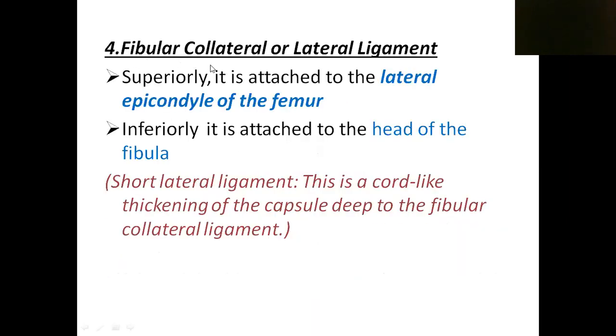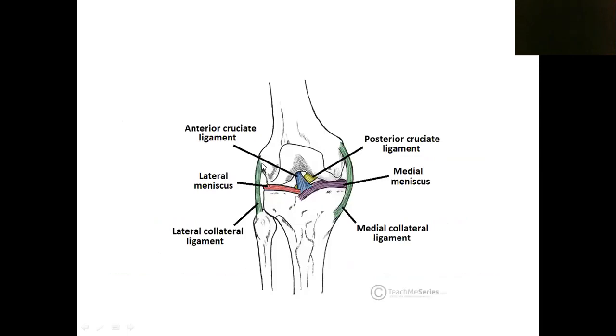Now, like that, we have one more ligament, the fibular collateral ligament, or lateral ligament. See here in the same diagram, we can see the fibular collateral ligament. Its upper end is connected to the lateral epicondyle. In the case of the medial or tibial collateral ligament, it is the medial epicondyle. Here, in the case of the fibular collateral ligament, it is the lateral epicondyle. So the upper end is connected to this lateral epicondyle.